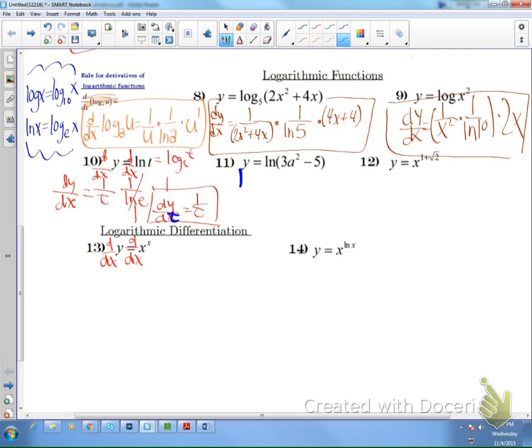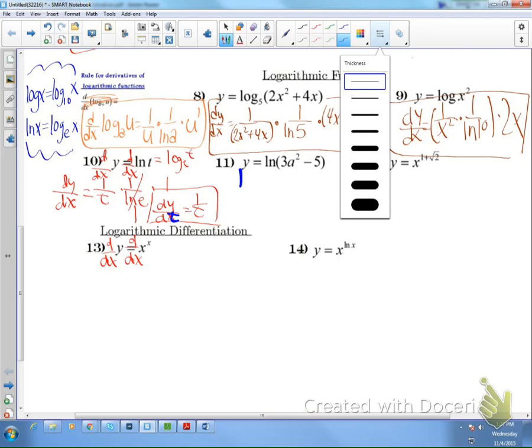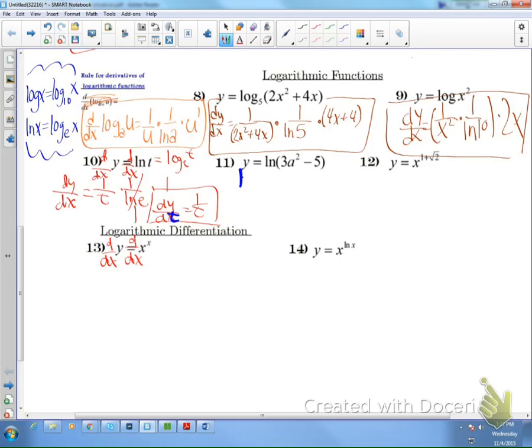Number 12. How you make this on your paper? How you make this skinny? Yeah. Okay, right there, 3 lines. And then, oh, it looks like you're already on the skinny. Okay. Yeah, it looks thick. Yeah, now it's skinny. Okay. Alright.